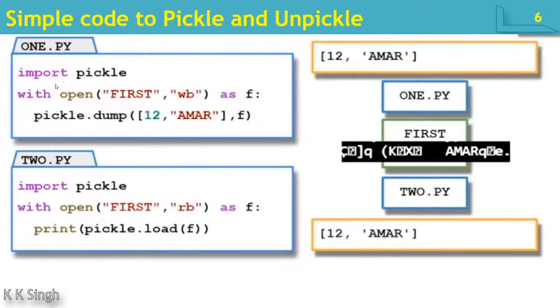So see this line where with open first comma wb as f. So f is the file object and first is the name of the file, and wb means you are creating a file in binary mode. So the example says I am going to dump the data like pickle.dump in the form of the list. So this data 12 Amar, this is a list, will be dumped into f, and through f it goes to first. Hope there is no problem at all.